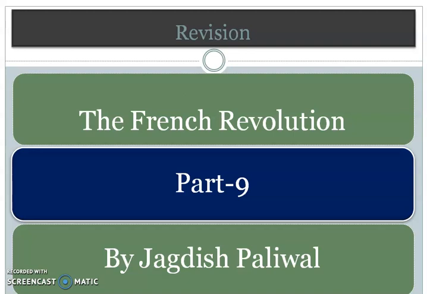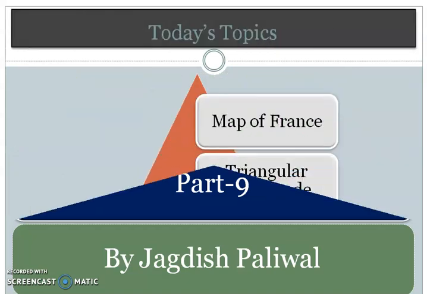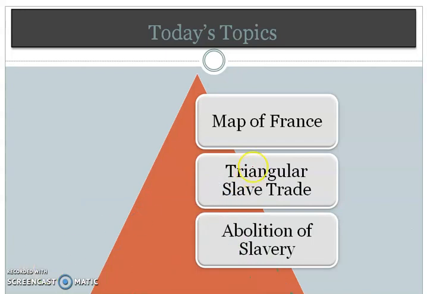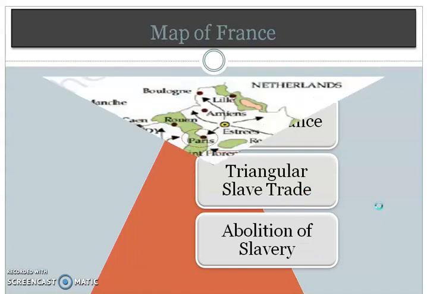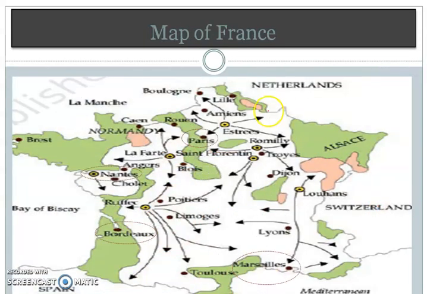We are revising chapter 1 in history, the French Revolution. Today we will talk about the map of France, the triangular slave trade and the abolition of slavery. Look at the map of France.